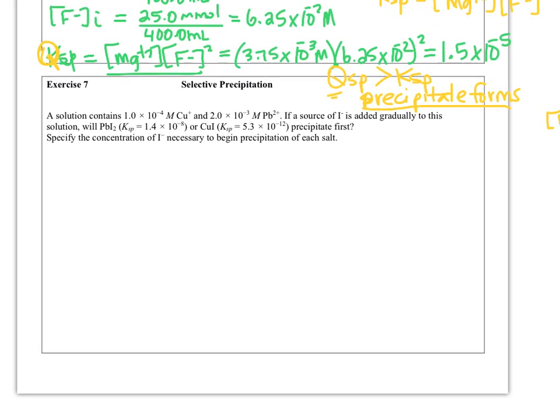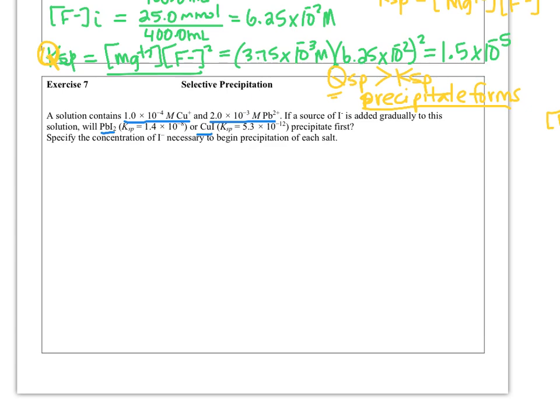Okay, the last problem. So I'm not going to work this one for you, but I'm going to kind of tell you what you're looking for in this problem, okay? Because it should be pretty easy to work. So it says a solution contains this concentration of copper ions and this concentration of lead ions. So if you add iodine gradually to the solution, you're going to create lead iodide and you're going to create copper iodide. But one of them is going to precipitate first. So we have to decide which one is going to precipitate first, okay?